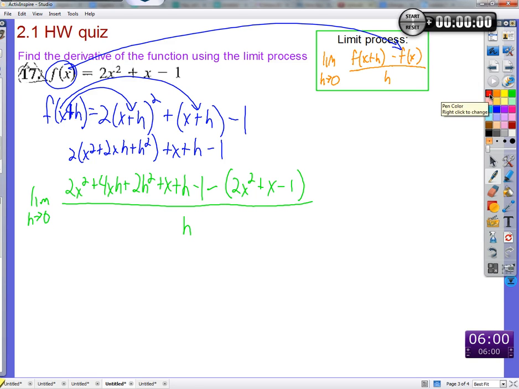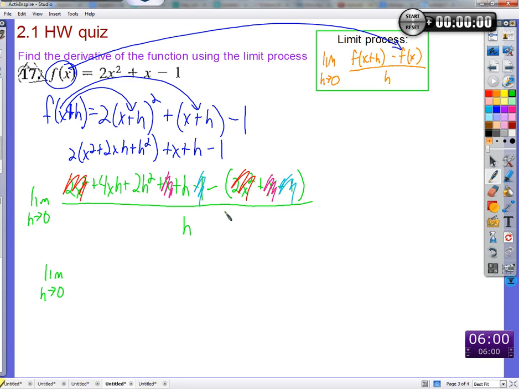We couldn't do this without it. Okay, we got 2x squared minus 2x squared. And then you have a minus x, x minus x. And then a 1 and a negative 1, negative 1 minus negative 1. All right. And now all you've got left is 4xh plus 2h squared plus h.